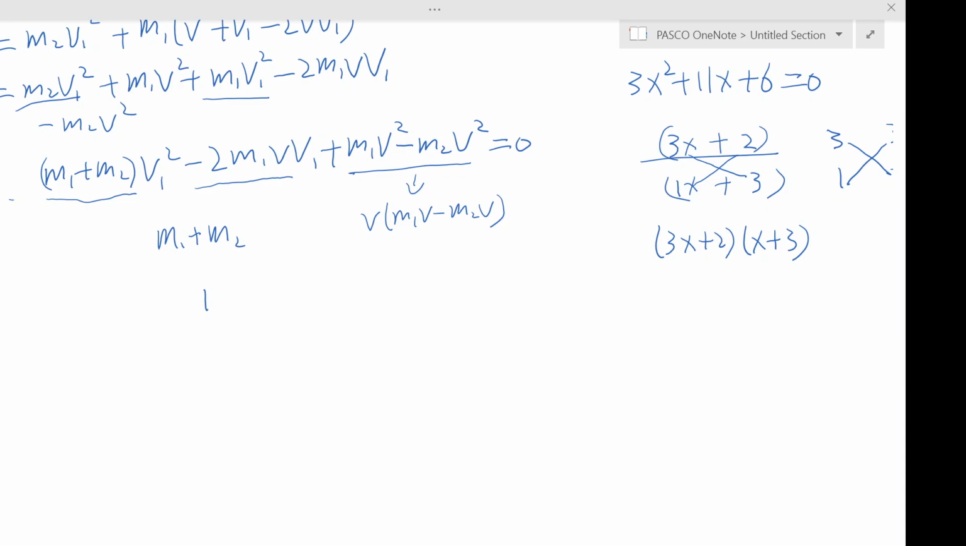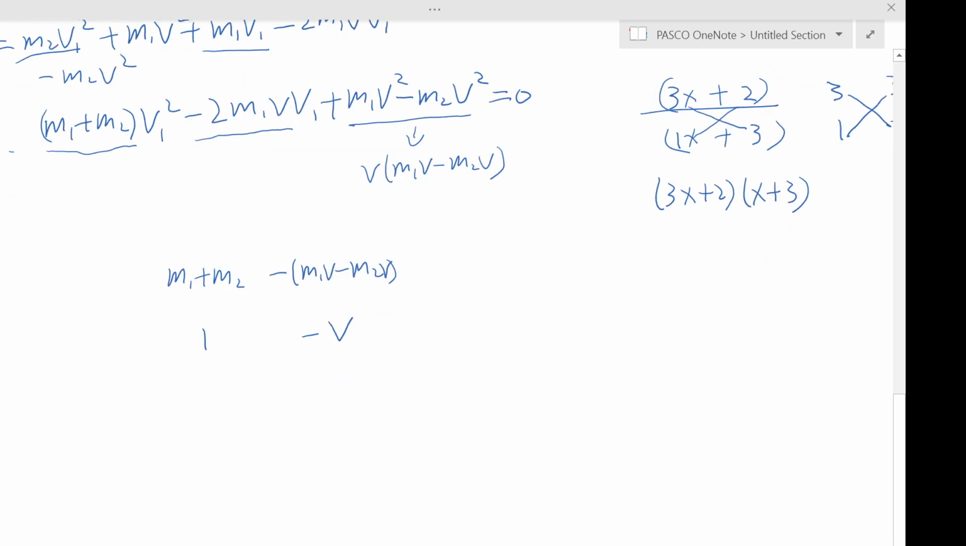I'm just going to give you the answer actually. So eventually it becomes m1 plus m2. I did try this a couple of times before I got it. So eventually this is negative m1v minus m2v, and then this is negative v. And then when you do crisscross, it works out to be negative 2m1v.